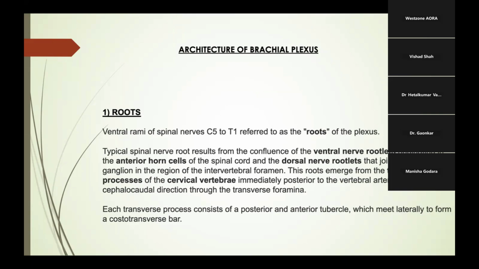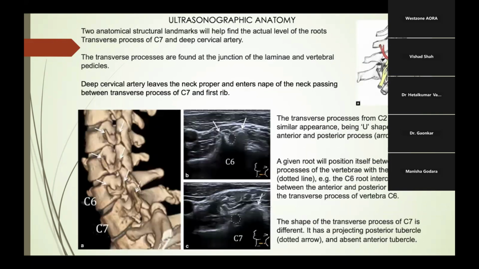These roots emerge from the transverse process of the cervical vertebra immediately posterior to the vertebral artery and travel in the cephalocaudal direction through the transverse foramina. Each transverse process consists of the posterior and the anterior tubercle, which meet laterally to form a costotransverse bar. So this is the USG image mainly depicting the various transverse processes. There are anatomical structural landmarks which help in the actual identification of the roots. There is the C5 transverse process, C6 and C7. We can just identify them by scanning.